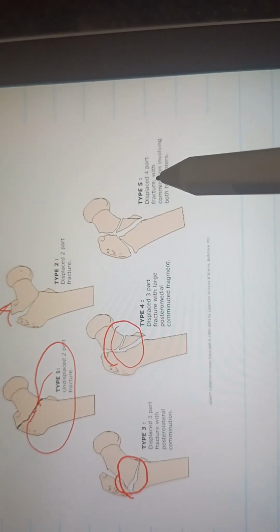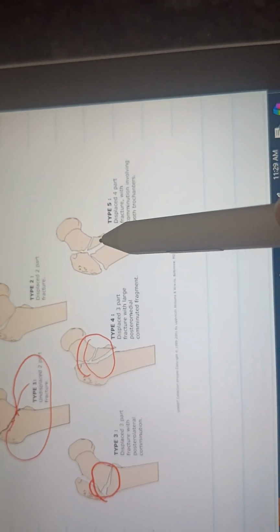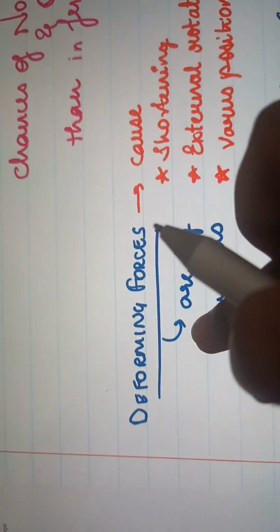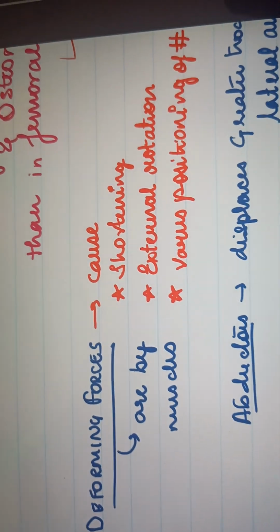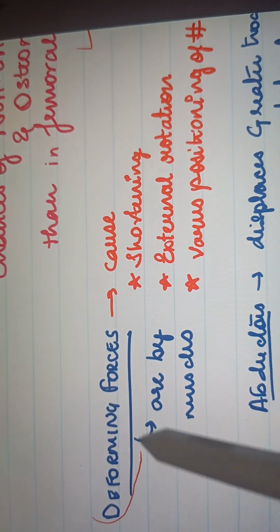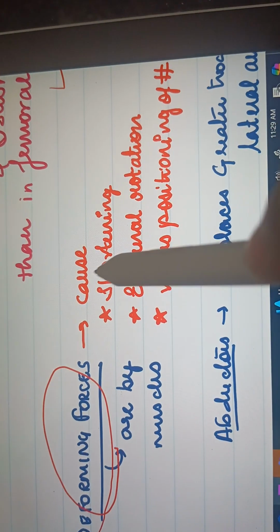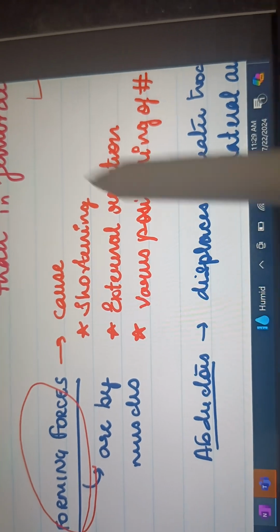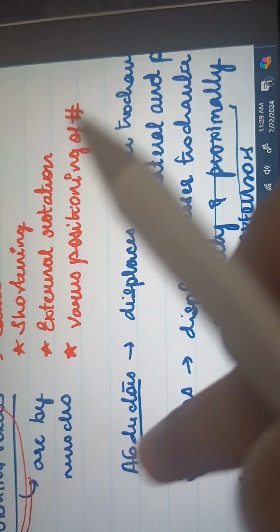So in type 5, four-part fracture. So greater trochanter is one part, lesser trochanter is one part, femur shaft is another part, and this is another part. So this is about Evans classification. Next comes deforming forces. So deforming forces are primarily caused by muscles. So because of these deforming forces, they cause shortening, external rotation, and varus position of the limb.